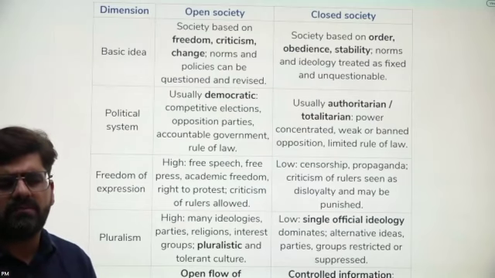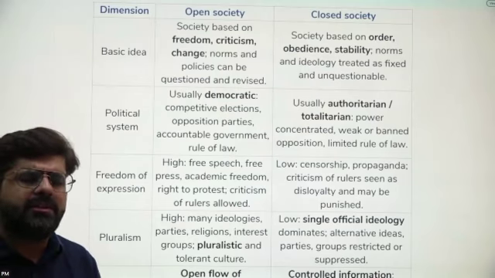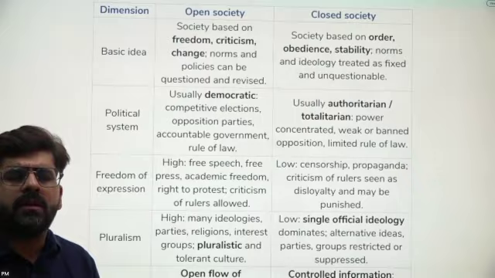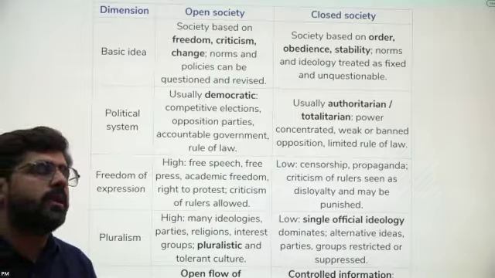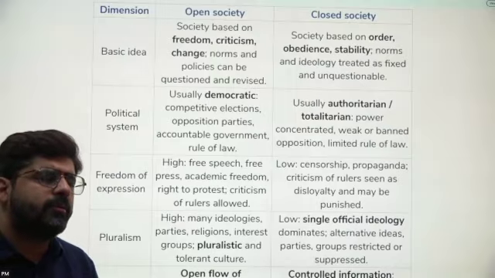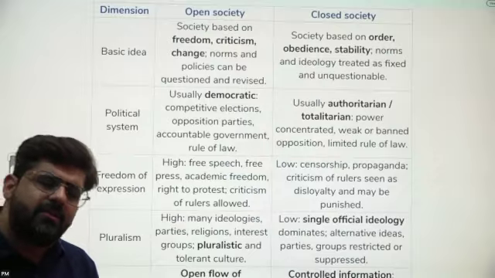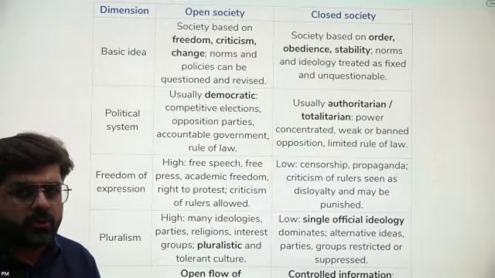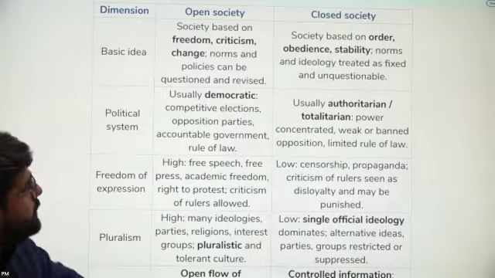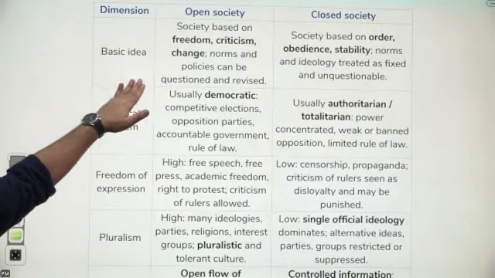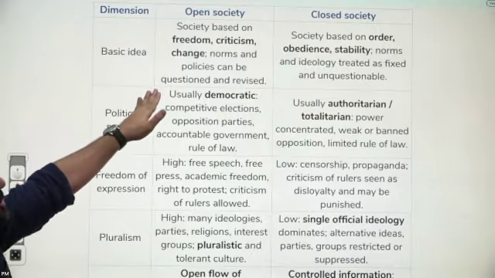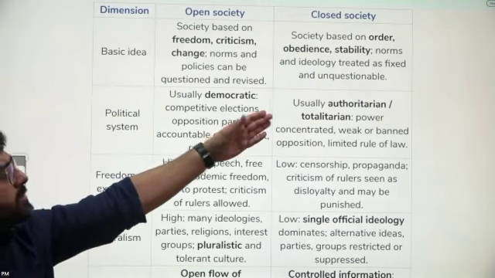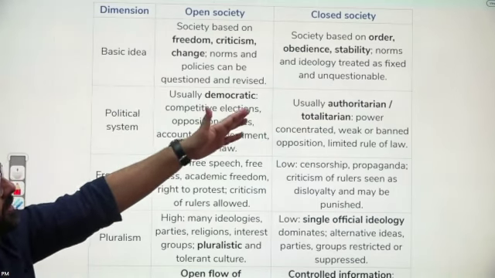But the idea in closed society is, freedom is not a value which is valued too much. Okay, it's not considered that important. So discipline is more important, duties are more important, duty orientation is there, community orientation is there, individualistic orientations are not there. That is what the closed society is. Okay, so as you can see here, the basic idea is society based on freedom, criticism, and change. Whereas closed societies are based on order, obedience, and stability.